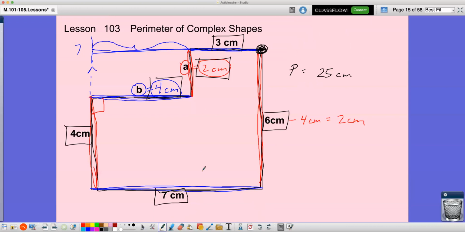Let me double check it. 6 plus 7 is 13, plus 4 is 17, plus 4 more is 21, plus 2 is 23, plus 3, did I make another error? 26 centimeters. Wow, how many times am I going to make an error there? All right, it happens. I feel like I need to add it again. 6 plus 7 makes 13, plus 4 makes 17, plus 4 more makes 21, plus 2 makes 23, plus 3 makes 26. Perimeter equals 26.